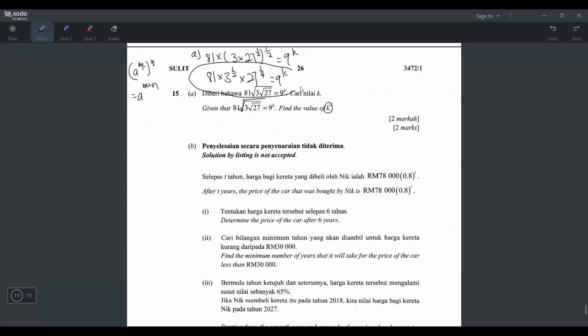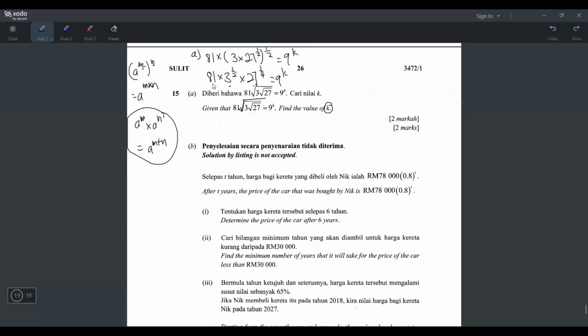Okay, now it looks like a normal indices question, right? But wait, can you combine these three together? Cannot, right? You can only combine when it's the same base, because you learn in indices, if you have a power m times a power n, with the same base, times the power, you can add. We learn this in Form 4, Form 4 chapter 4. So a power n, when the base is the same and multiplied, the powers add, but now the base is not the same.